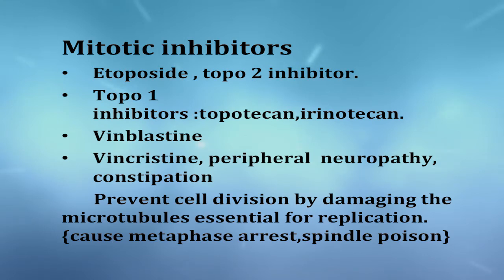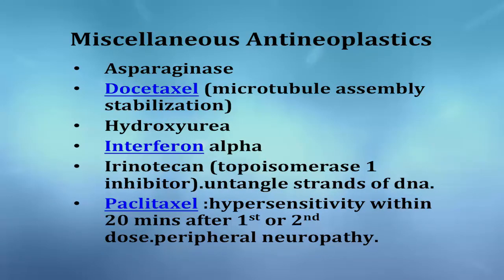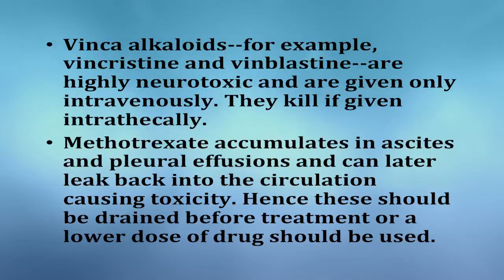They stop cell division by damaging the microtubules, which are essential for replication, and cause metaphase arrest; they are spindle poisons. Other miscellaneous agents like docetaxel, hydroxyurea, asparaginase, and paclitaxel are different types of chemotherapeutic agents working mainly on the M phase of the cell cycle, and they are very active in breast cancer and in ovarian cancer.